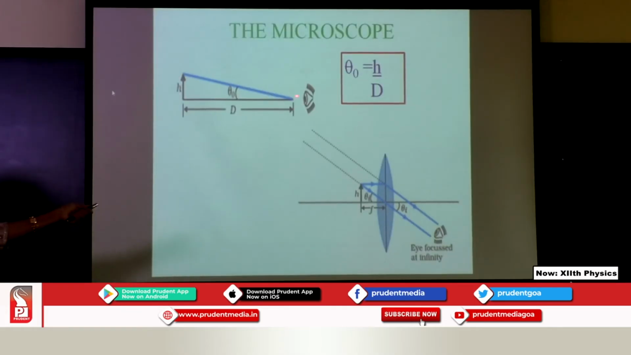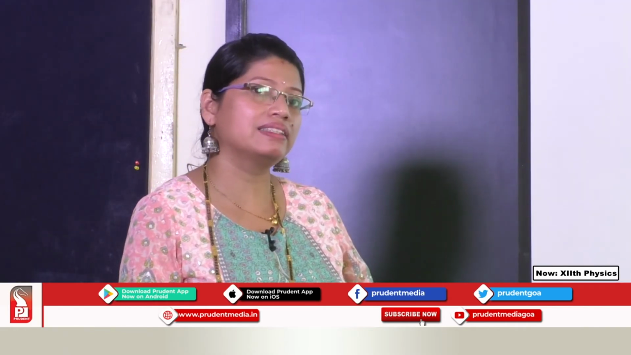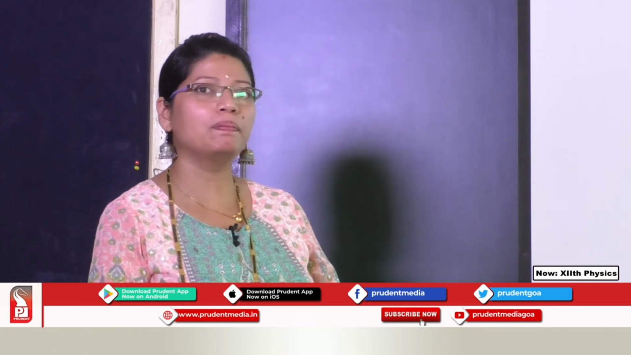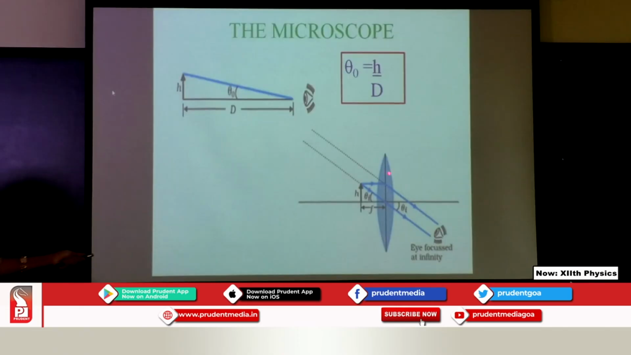Over here, I just looked at my object just by the naked eyes. Now, I have placed a lens. Why? That is because I need magnification, isn't it? A simple microscope wherein you need a magnification. So, here I have placed the lens, okay, and the eye has been focused at the infinity. The object has been kept at the focus, and this is the focal length.